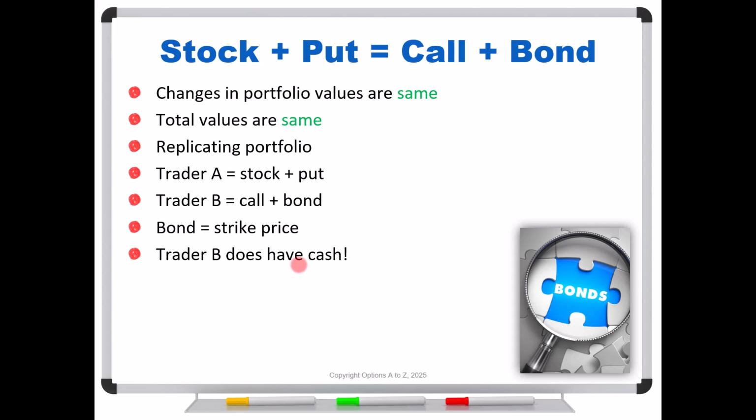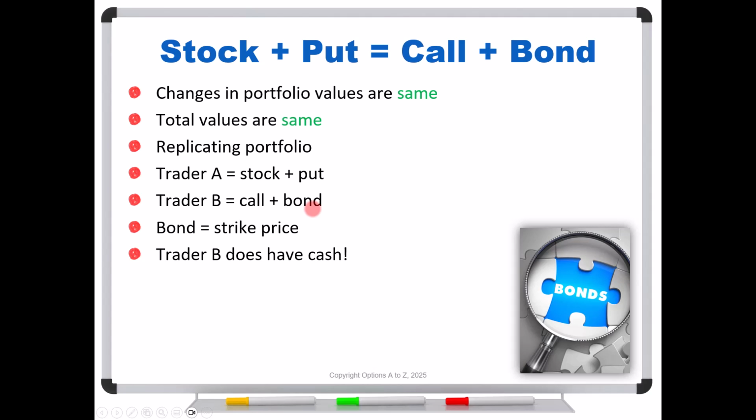But now Trader B has cash, and it's enough cash to exercise this call if the call goes in the money. So no matter how high that stock price rises, he can exercise because he'll have 100 cash, and that's also the same as the strike. So he can always exercise for the shares.